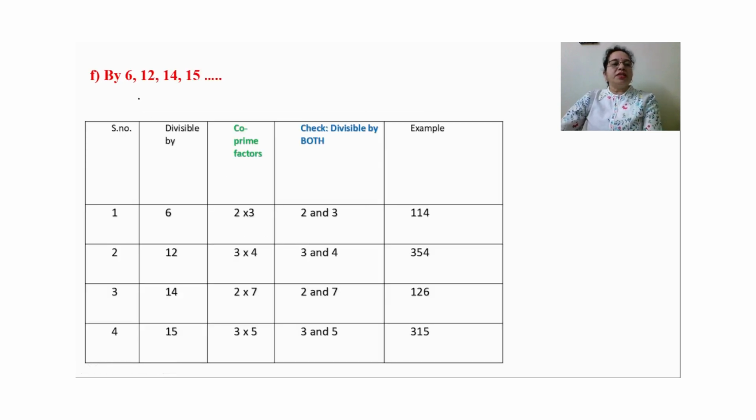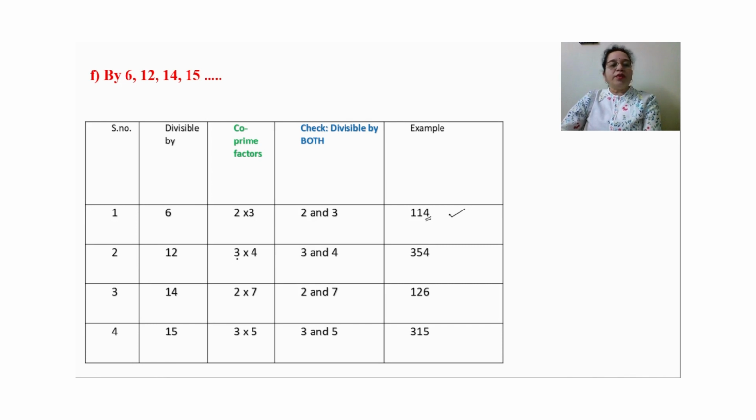Now next is by 6, 12, 14, 15. All these are composite numbers. So for these composite numbers, we try to find the co-prime factors. So co-prime factors of 6 are 2 and 3. So the number is divisible by 6 if the number is divisible by 2 also and 3 also. You can see this example. Unit place digit is divisible by 2. Sum of digits 4 plus 1, 5, 5 plus 1, 6. So the number is divisible by 2 also and 3 also. Therefore, this is divisible by 6.